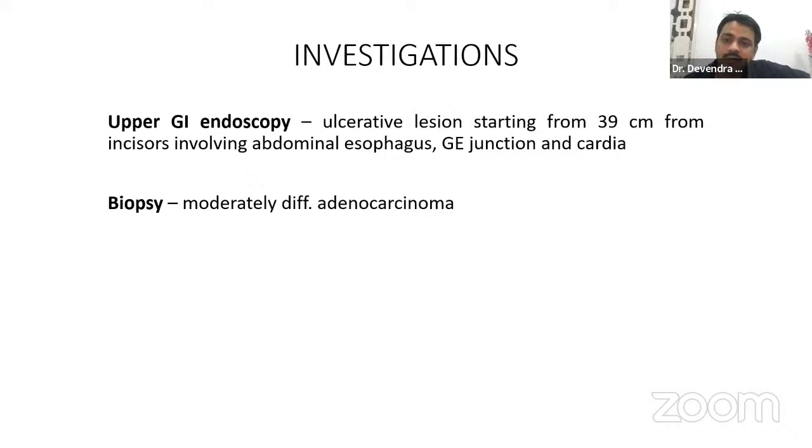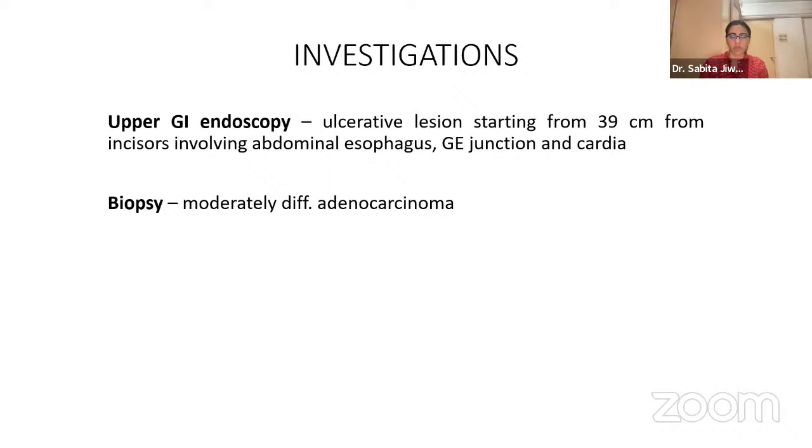Ulcerative lesion starting from 39 centimeters from the incisors and involving the abdominal esophagus, GE junction, and cardia. Biopsy: moderately differentiated adenocarcinoma. Before we go ahead, can I interrupt you, Devendra? Yes, please. Another thing: after you've taken the history, please do not forget the clinical examination. Even if you don't have a real patient and you have only a scenario given to you, you have to tell the examiner that I would like to now examine this patient, and tell them the salient points in the general as well as the regional examination.